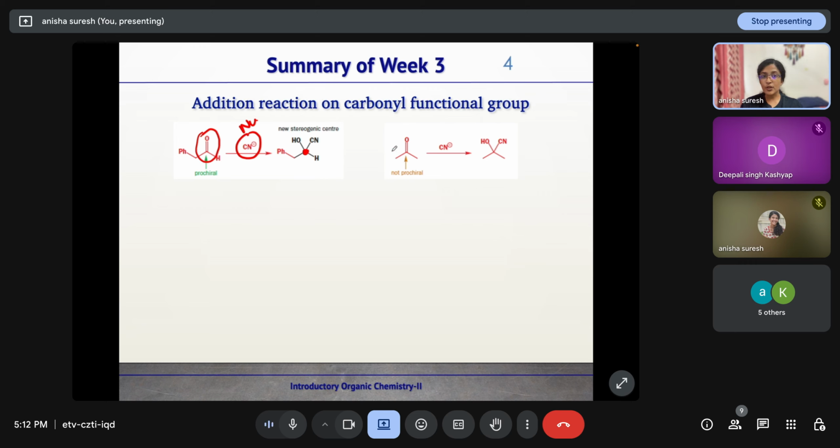If we consider the case of acetone, it can also undergo nucleophilic addition resulting in formation of the cyanohydrin. But in the case of acetone, the two groups that are present on the carbonyl are the same. So it is not resulting in the formation of a chiral molecule. So this center is not prochiral. Okay. If the groups that are present on the carbonyl carbon are different and it will lead to formation of a chiral product, then that center is known as prochiral center. If it is not leading to formation of a chiral product, then that center is not prochiral. Okay.